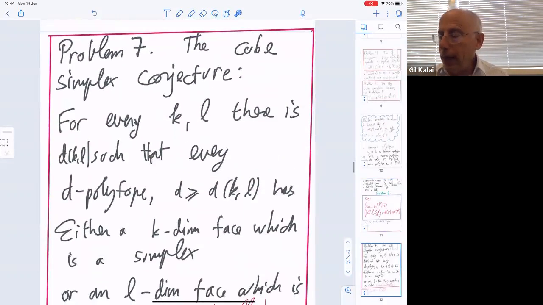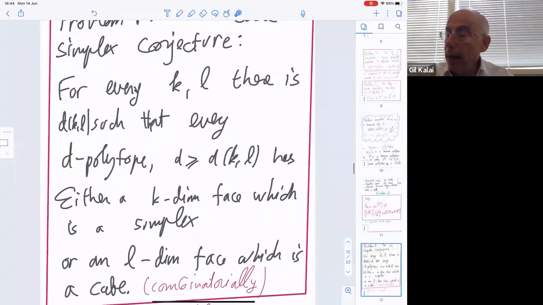Okay, so let me mention another conjecture. So I hope you're not too tired of conjectures. Again, if you have questions or remarks, please don't hesitate to share them with us. And this is the cube simplex conjecture.